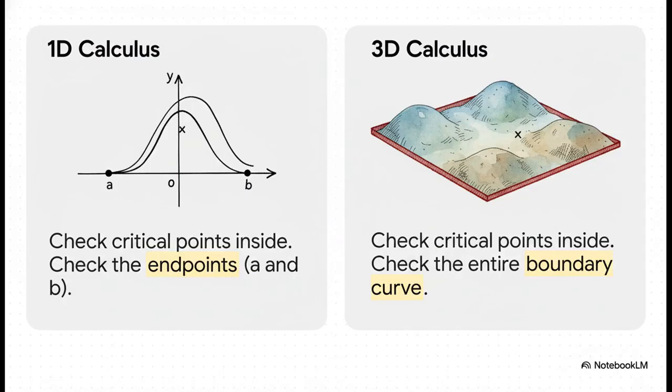So let's make a direct comparison. Back in single variable calculus, you had a simple process for an interval, right? You check for critical points inside the interval, and then you check the two endpoints. That's it. But now, in 3D, our domain is a whole area. So we still check for critical points on the inside, but instead of just two endpoints, we have to check the entire boundary curve. That's the crucial mental shift we're making.